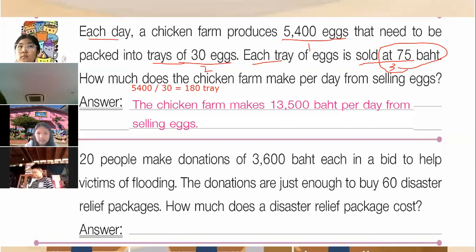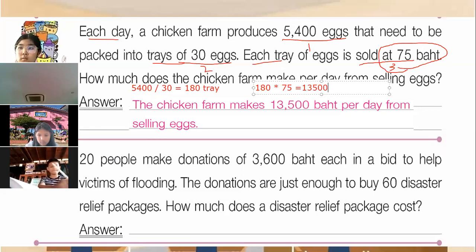So now what do we have to do? 180 trays, which the chicken farm has every day, multiplied by 75 baht. One tray costs 75 baht. So that is equal to how much? That is equal to 13,500. So that is the correct answer.